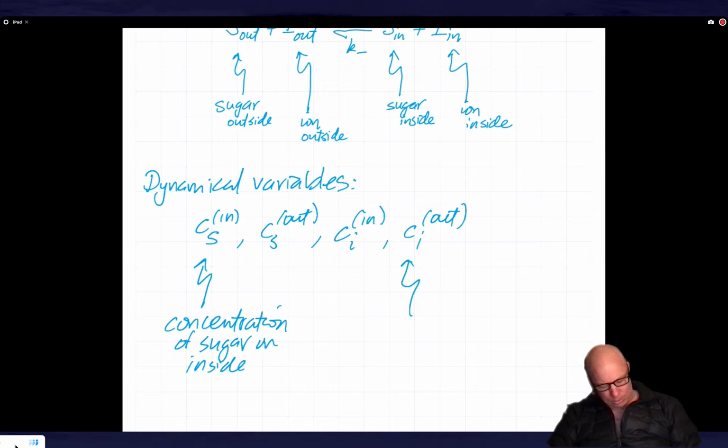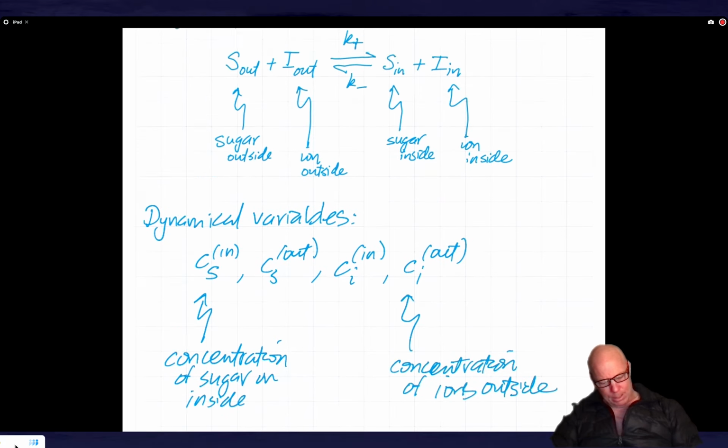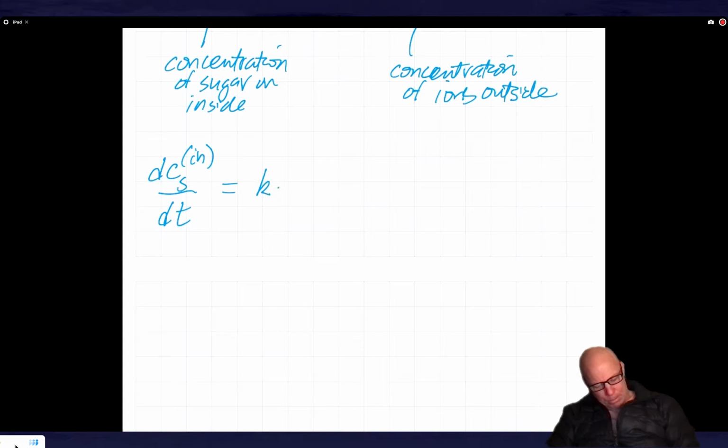This should give you the notation. This is the concentration of ions outside, etc. Okay, I'm not going to go into all the details. So I want to write down an equation for dS in, and I'm going to follow my nose. So I would call this scratch and sniff. Given the reaction that I show you up here, I'm going to put a K plus here, and then I have C_S out, C_I out, minus K minus, and then C_S in, C_I in.